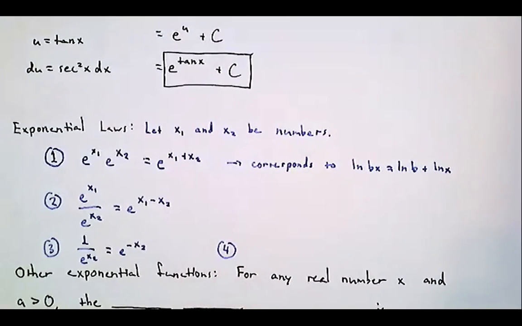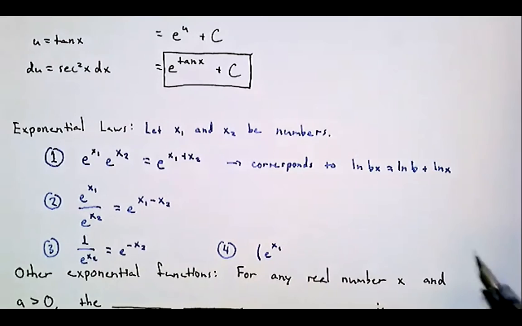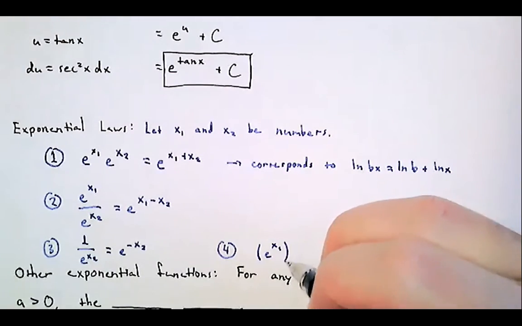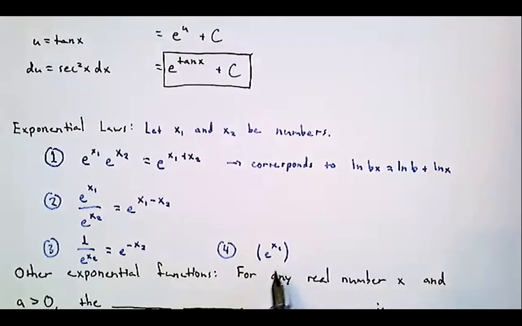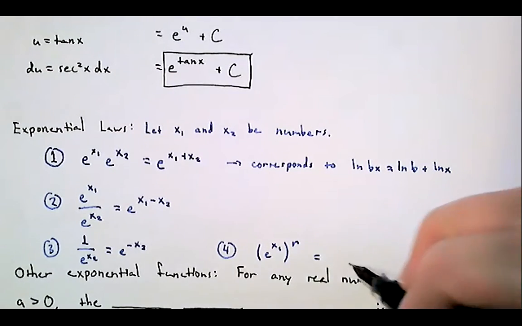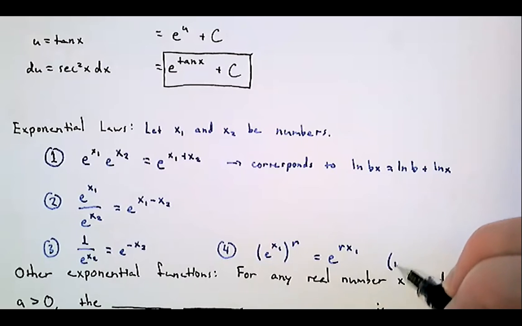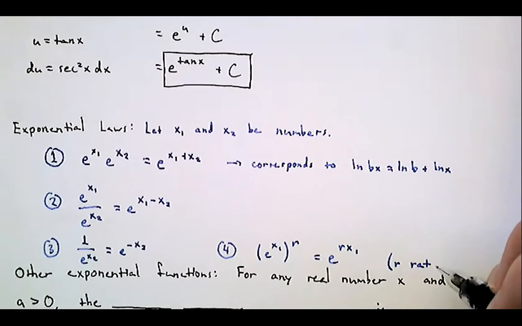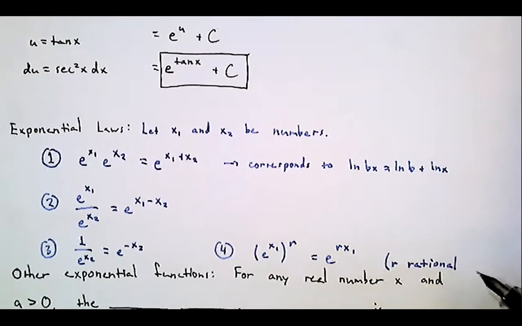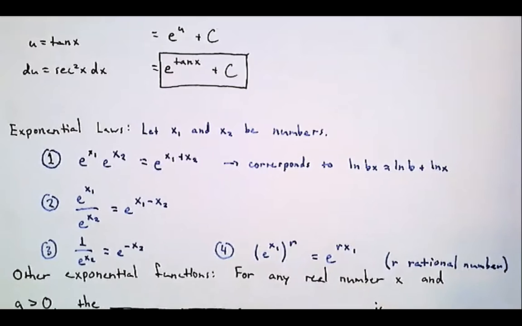And then let's put property 4 here. This has to do with the way that you can pull exponents out of a logarithm, actually. So if I have an exponent e to the x1 with another exponent on it, then we can multiply the two exponents. And I use the letter R because R needs to be a rational number for kind of technical reasons that we won't get into.